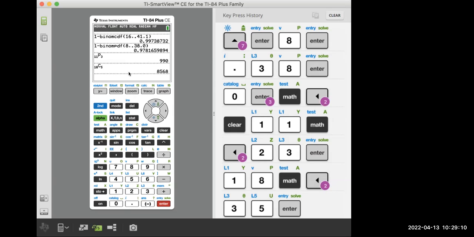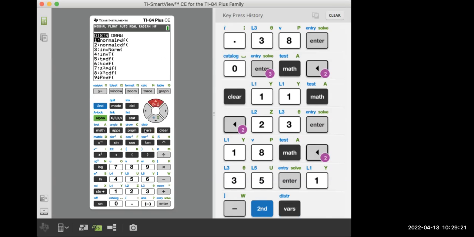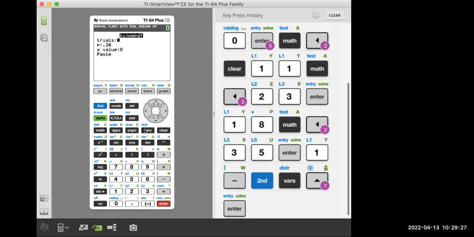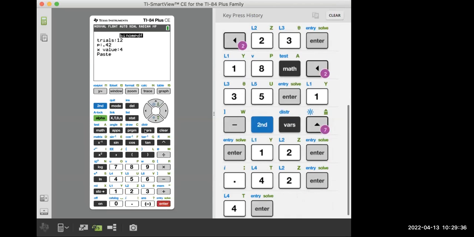Let me input 1 minus binomPDF. So second, distributions, the binomial PDF. I have here 12 trials. I have a 0.42 probability of success, and I do not want that X is equal to 4. And so I have 0.8027457773. Let me write that down on my iPad.